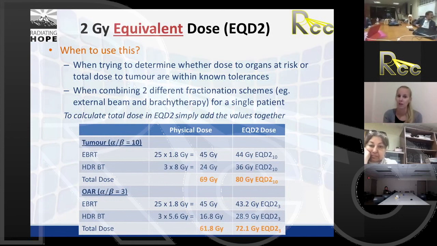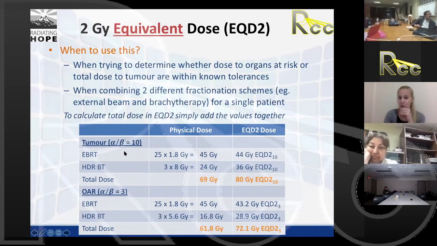We also use our 2 gray equivalent dose when we're combining 2 different fractionation schemes for a single patient. The classic example is when we've got external beam that's 1.8 or 2 gray per fraction, and brachytherapy, which might be 5, 6, 7, 8 gray per fraction. We want to know what the total dose is to our patient. This is where we use our EQD2 doses. To calculate the total dose that our patient gets, with these 2 different fractionation schemes, you simply add the 2 EQD2 values together.